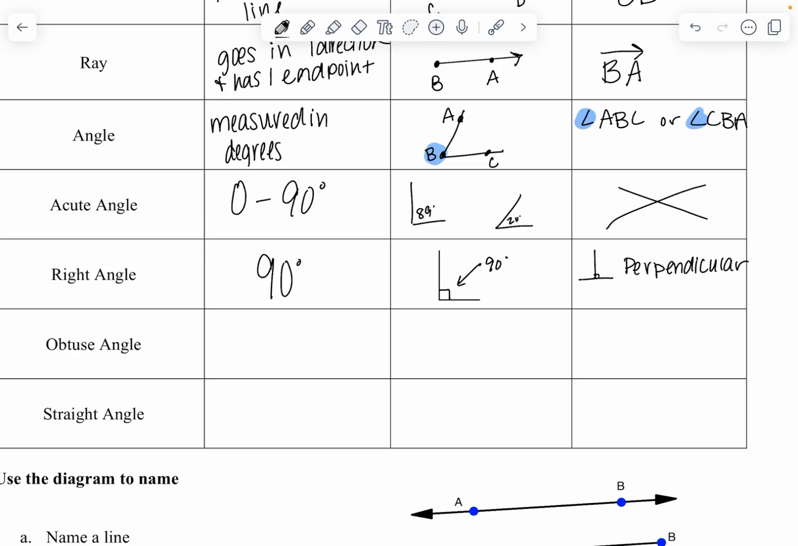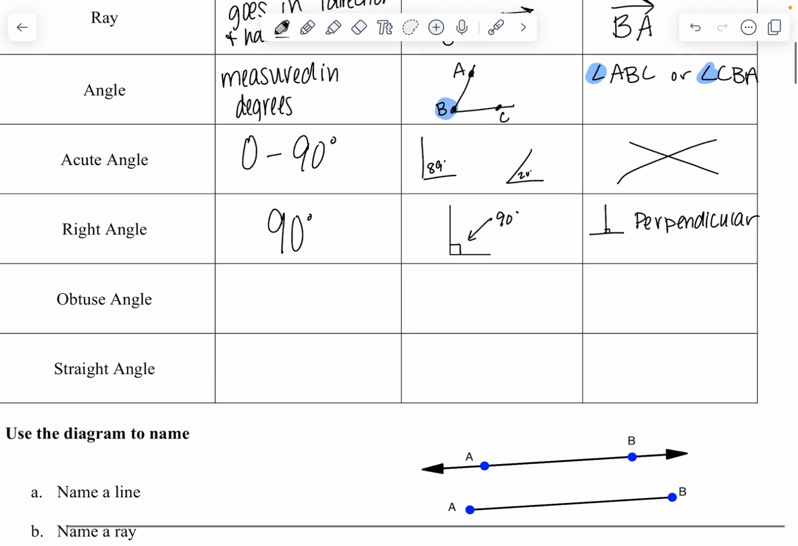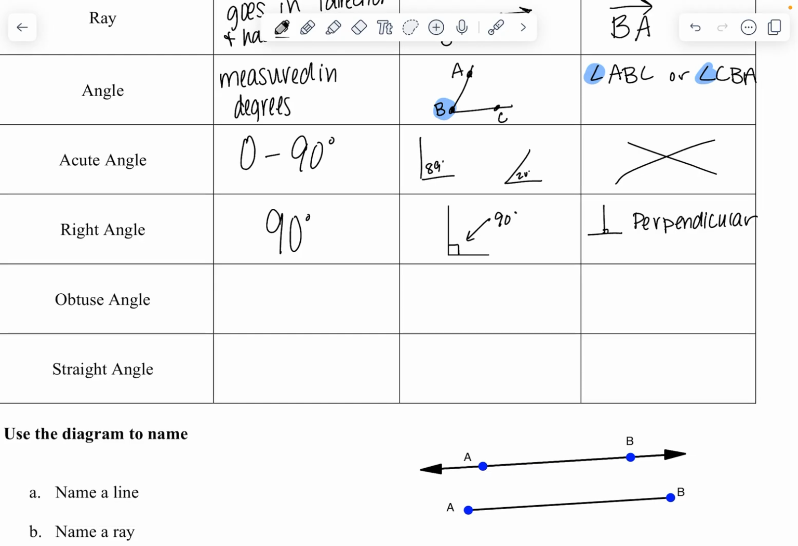Okay, so perpendicular just means two lines that meet at a right angle. It looks like an upside down T, so that's another way that you can know things are right angles. Obtuse is between 90 and 180, so anything bigger than 90, anything less than 180. So something like this, and this is what I was talking about before with the angle measurement.